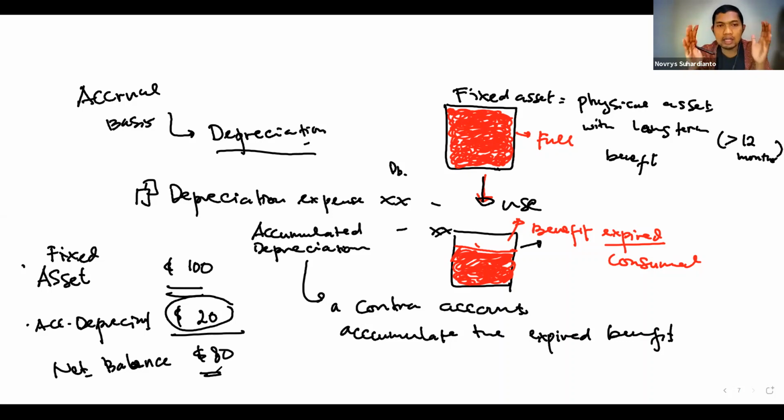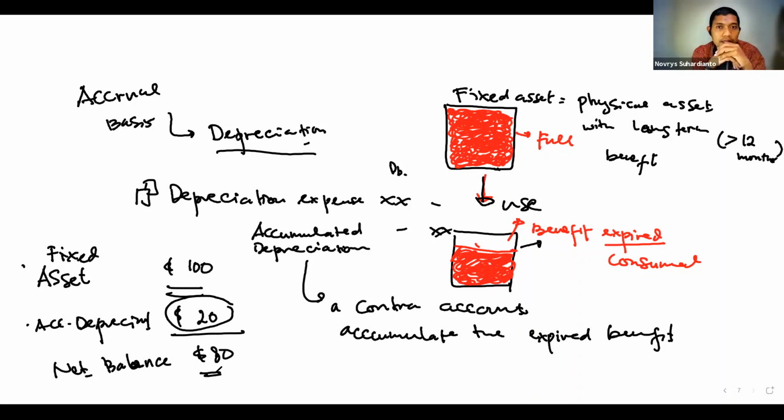However, the physical shape of the asset is still unchanged. The physical shape, the physical dimension of the asset is still there. Nothing changed. However, the economic benefit decreased because of the consumption.